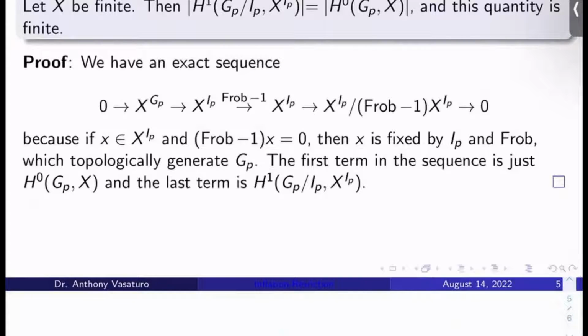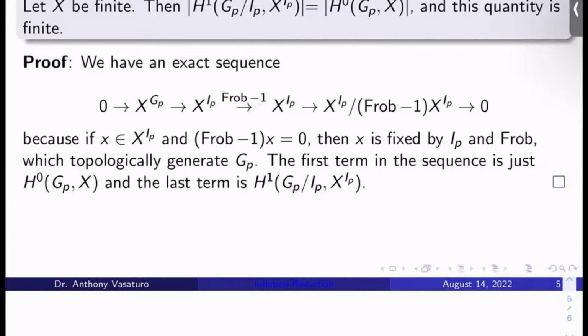So basically, it's easy to check there's an exact sequence from 0 to X to the GP, to X to the IP, to X to the IP, where the map here is Frobenius minus 1, to X to the IP mod Frob minus 1, X to the IP, to 0. And it's clear that this is exact everywhere except maybe here at this first X to the IP. But we are exact at the first X to the IP because if x is in X to the IP and Frob minus 1 of x is 0, in other words, if I'm in the kernel of this map, then x is fixed by IP and Frob, but those topologically generate GP, okay? So I'm in X to the GP, and so the image here is the same as the kernel here, and so I'm exact, okay?